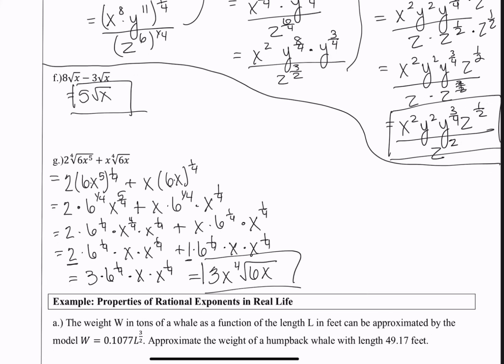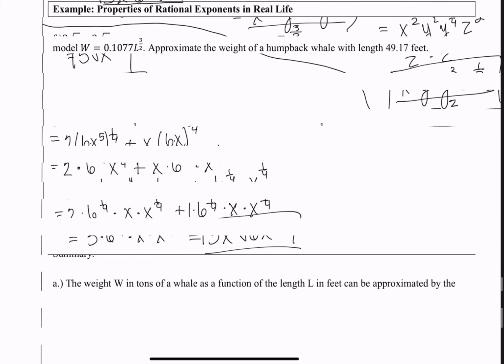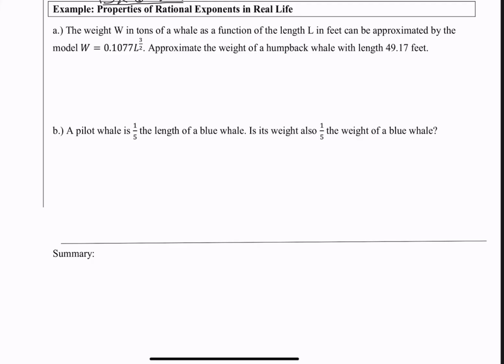Moving on to properties of rational exponents in real life, we're going to talk about the weight of whales. The weight W in tons of a whale as a function of the length in feet can be approximated by this model. We are going to approximate the weight of a humpback whale with a length of 49.17 feet. So we know the length and we want to know the weight, and we have this beautiful formula for us. All we're going to do is take this 49.17 and plug it in right here.